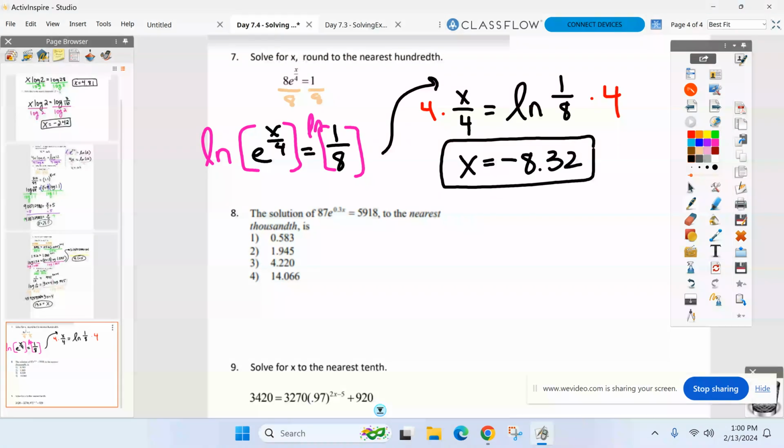All right, and number 8, you choose. Choose your own adventure right there, number 8. However you want to do it. You want to log it, you want to natural log it. By the way, that's a 0.3x. It might be tough to read on your paper, 0.3x. Don't do anything until the 8^7 is out of there, though. Then you can choose your own adventure.